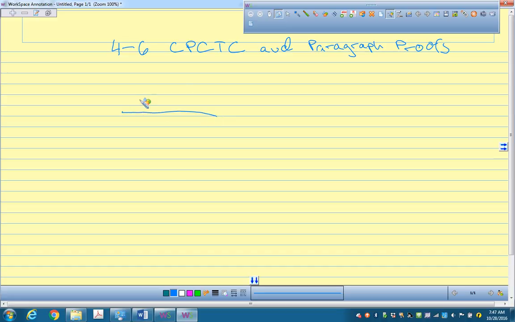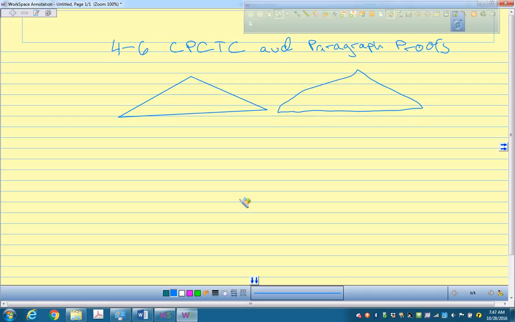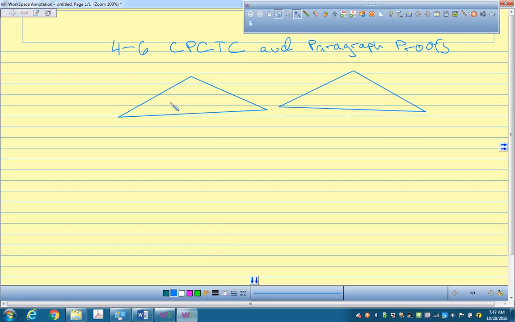So if I have two triangles, well, okay, there. And I tell you this. Say I say this is congruent to this, is congruent to this, is congruent to this, and this is congruent to this. Are these two triangles congruent? Yes. By what? Side angle side. Okay. Is this piece congruent to this piece? Yes, because if they're congruent, then all the other pieces have to be congruent, right?